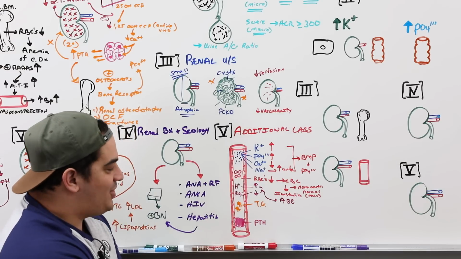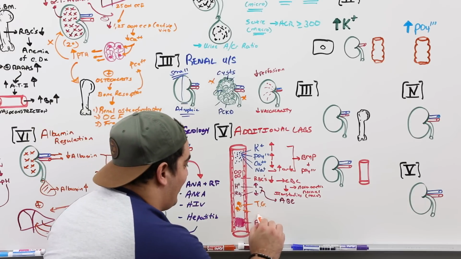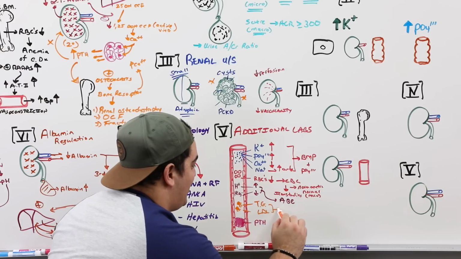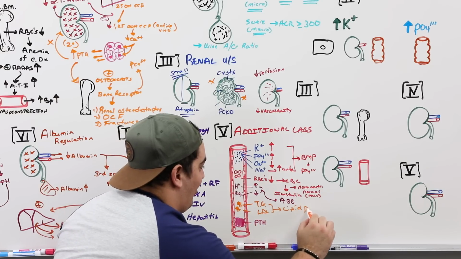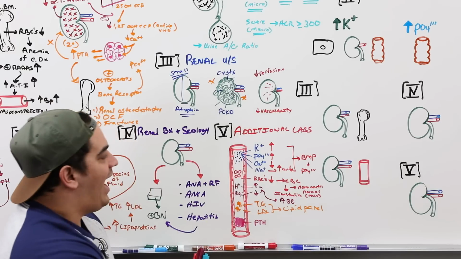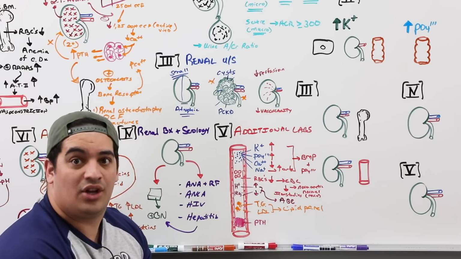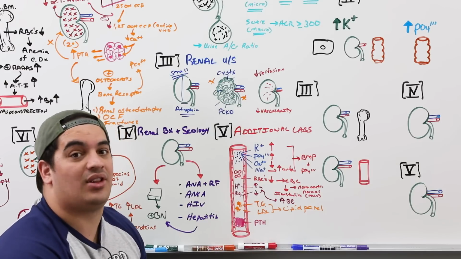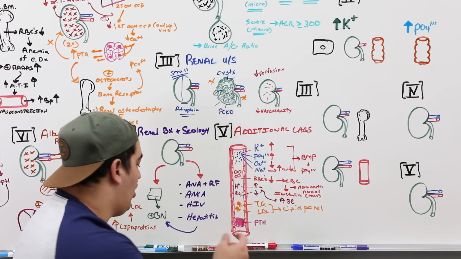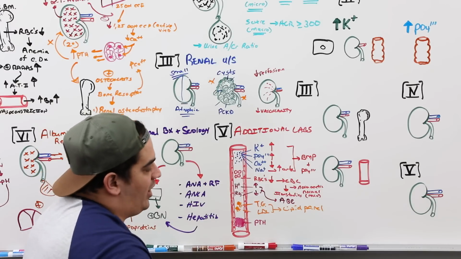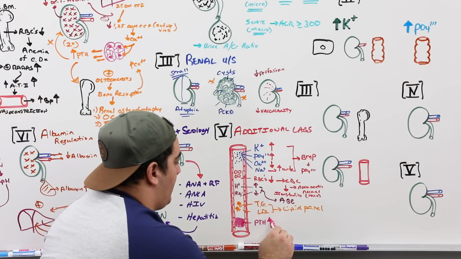What else? What happens to their triglycerides and their LDLs? They would go up. What do I check for that? A lipid panel. And then if I have someone that has really high phosphate, they have very severe chronic kidney disease, what happens to their PTH levels? They should go up. And so what can I do for that? I can check their PTH.